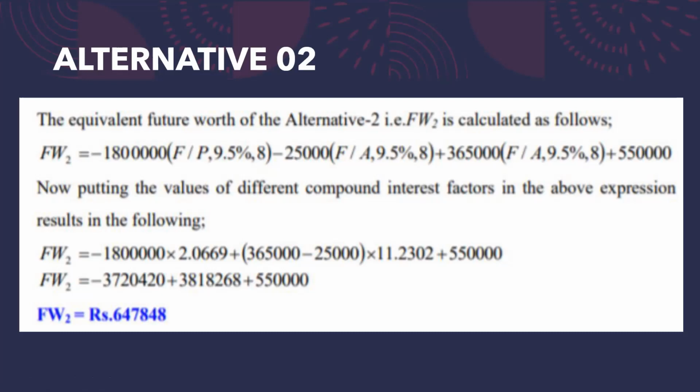By comparing the future worth of alternative number one and alternative number two, you can conclude that alternative number one has the higher future worth. Remember, if you are comparing the future worth, both alternatives should be calculated to the future worth value. If you are comparing the present value, then both alternatives should be calculated to the present value.